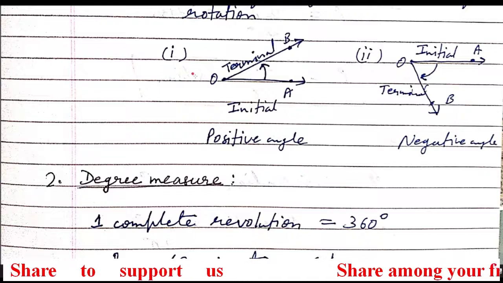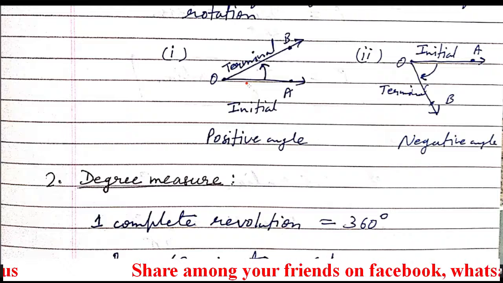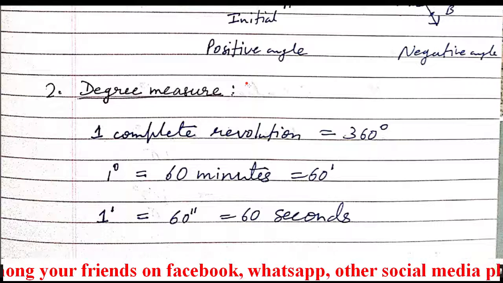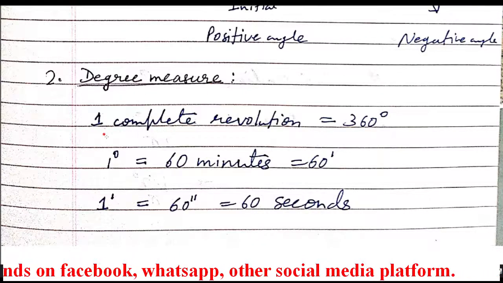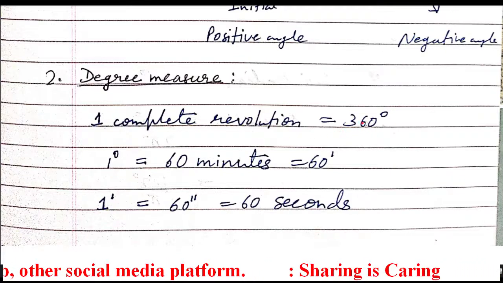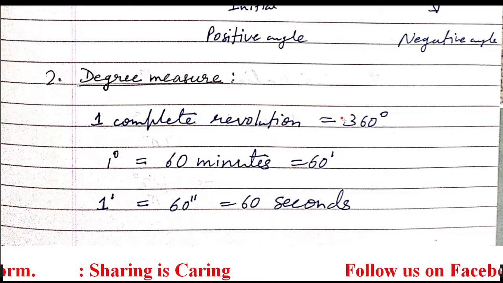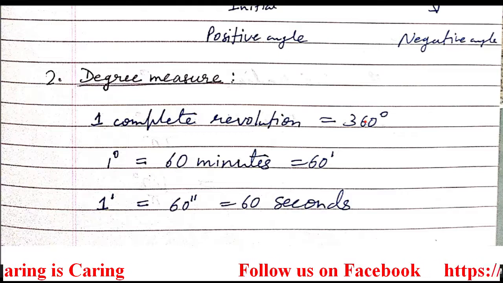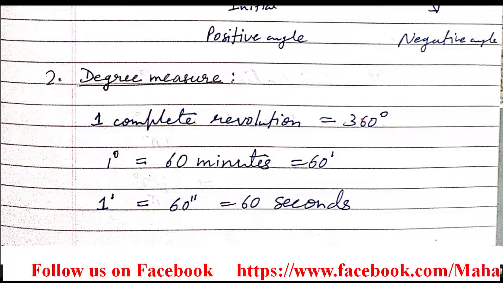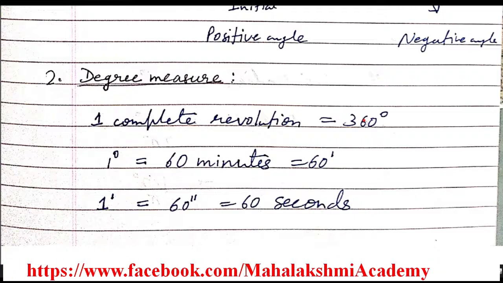So in a complete rotation, how much angle is covered? You already know the complete angle measurement is 360 degree. We will use this knowledge to understand the degree measure. One complete revolution is equal to 360 degree, and this is mainly named the degree measure. Further the degree measure is subdivided, like distance is measured in kilometer, then meter, then centimeter, then millimeter, and all these units are convertible.